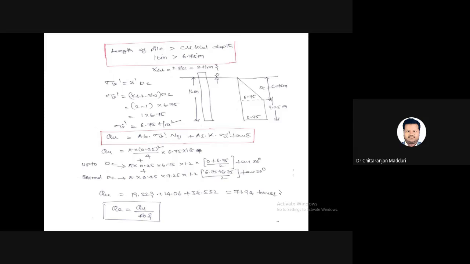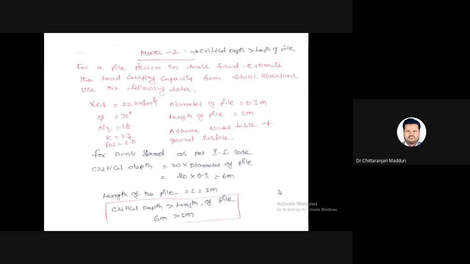Allowable load is equal to ultimate load divided by factor of safety. Now case 2, if the critical depth is greater than length of the pile. For a pile driven in dense sand, estimate the load carrying capacity from static equations. Use the following data: gamma sat equal 22, diameter of pile 0.3 meters, length of the pile 5 meters, phi value 30 degrees, NQ equal to 18, K equal to 1.3, factor of safety equal to 2.0.